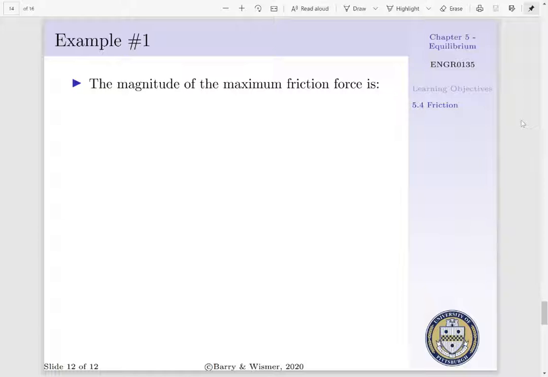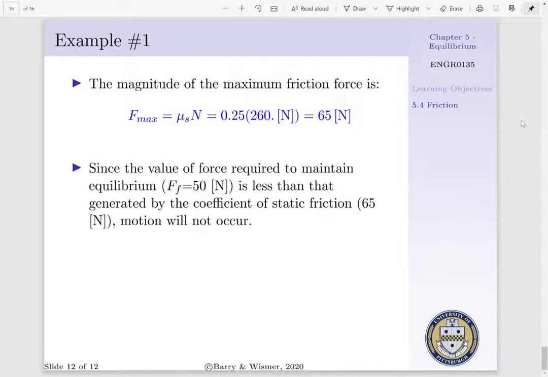Lastly, we can determine the magnitude of our maximum frictional force. And F max is equal to our coefficient of static friction times the normal force, or 0.25 times 260 newtons, and our maximum frictional force is 65 newtons. Thus, since the value of our force required to maintain equilibrium, i.e. our frictional force is equal to 50 newtons, is less than that generated by our coefficient of static friction, 65 newtons, motion is not going to occur.